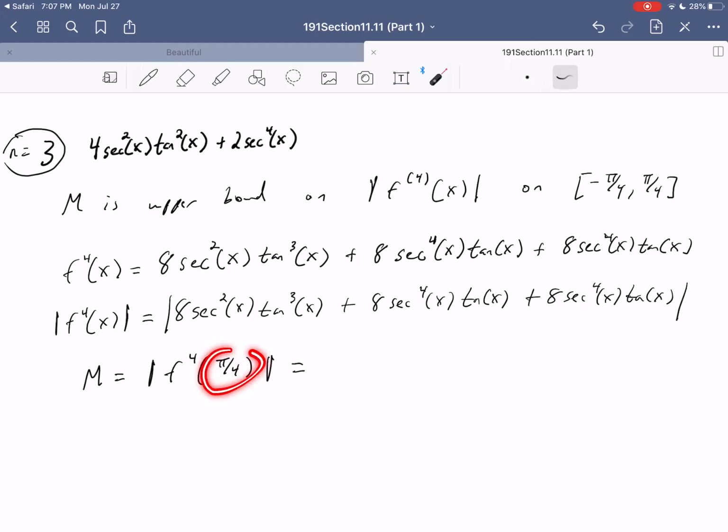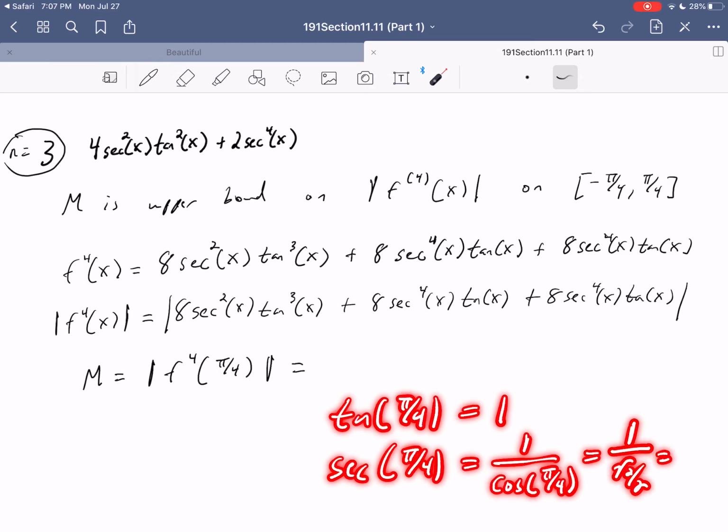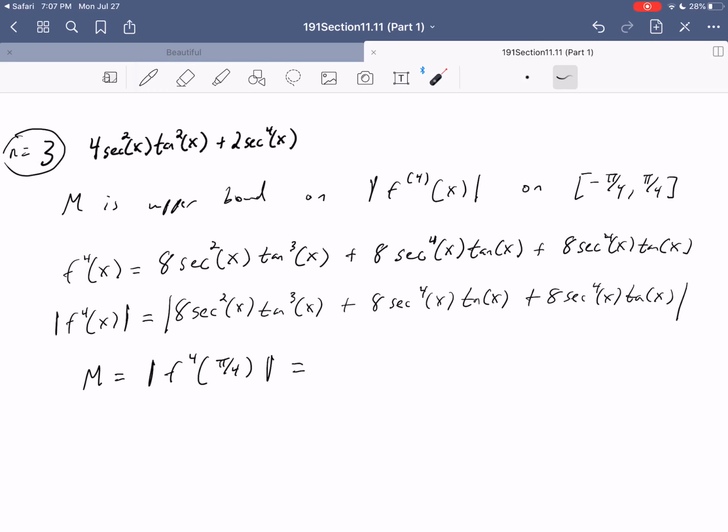Now, at pi over 4, tangent of pi over 4 is 1, and secant of pi over 4 is 1 over cosine of pi over 4. Cosine of pi over 4 is root 2 over 2, so that is going to give us root 2. So anywhere there's a secant, we can put a root 2. Anywhere there's a tangent, we can put a 1.